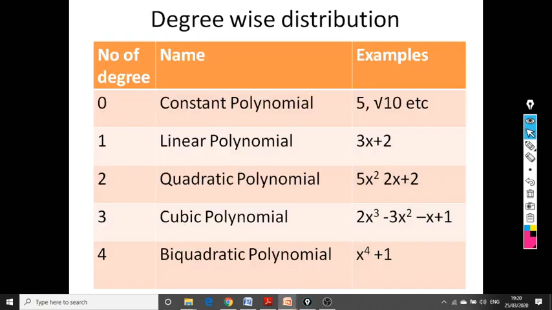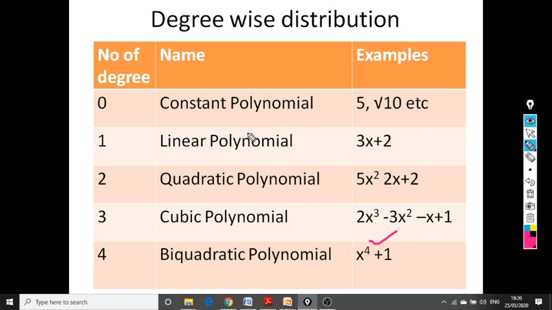The degree of a polynomial is defined as the highest power of a variable. As in this case, I just take the example of a polynomial: 2x cubed minus 3x square minus x plus 1. In this case, the highest power of a variable is 3. So degree is 3. So this is the way we define the degree of a polynomial. As in this case, x to the power 4 plus 1, degree is 4. So the highest power is defined as its degree. Now let us check its distribution.